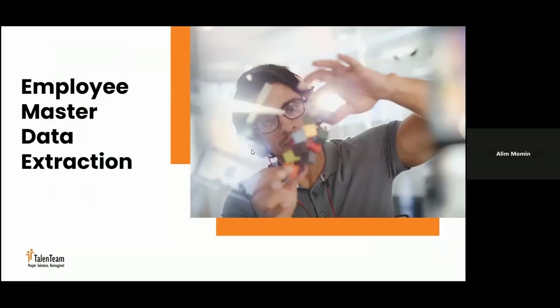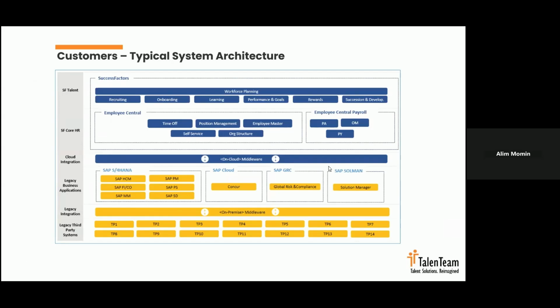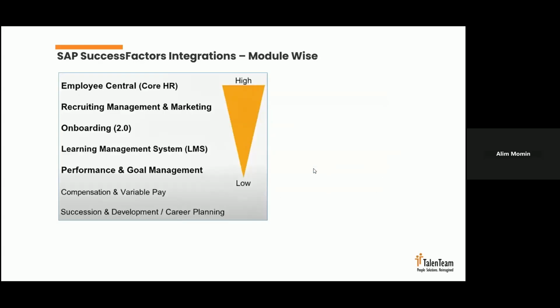So we started with the agenda. Then we moved to the typical system architecture across customers. The upper part represents SuccessFactors and related modules. And the other components are third-party applications, products, or even SAP products within the customer system architecture. And then a high number of requirements in Employee Central for integrations, and other modules may have relatively fewer integration requirements.